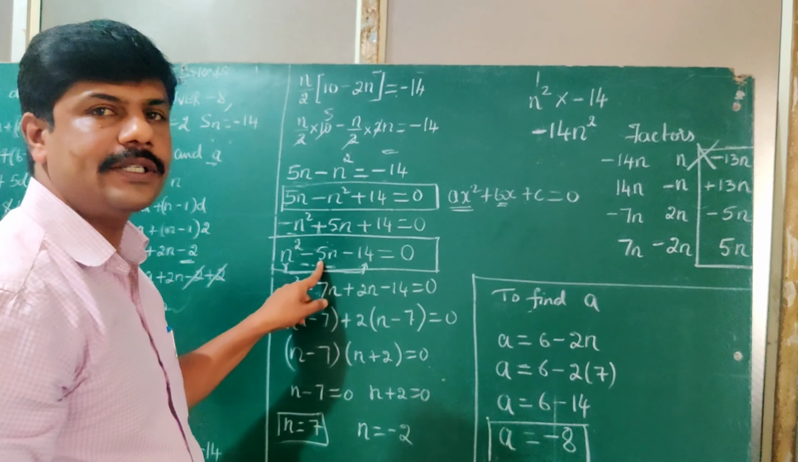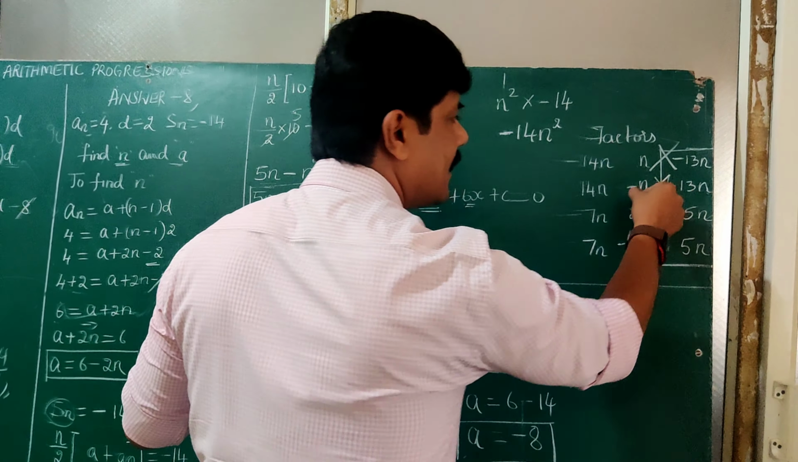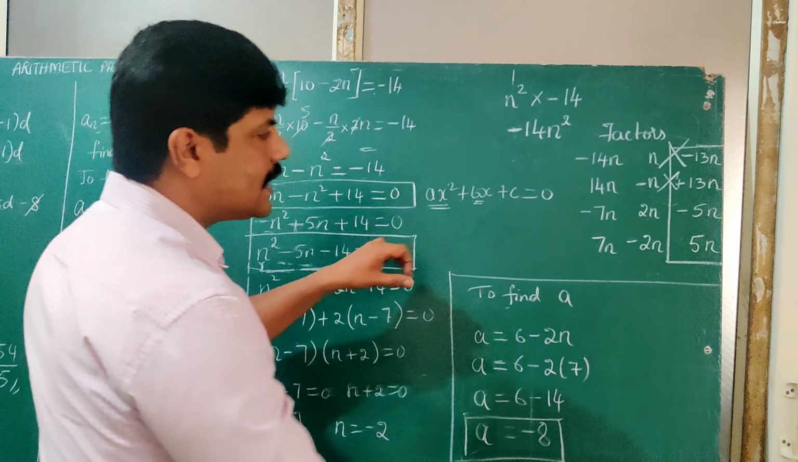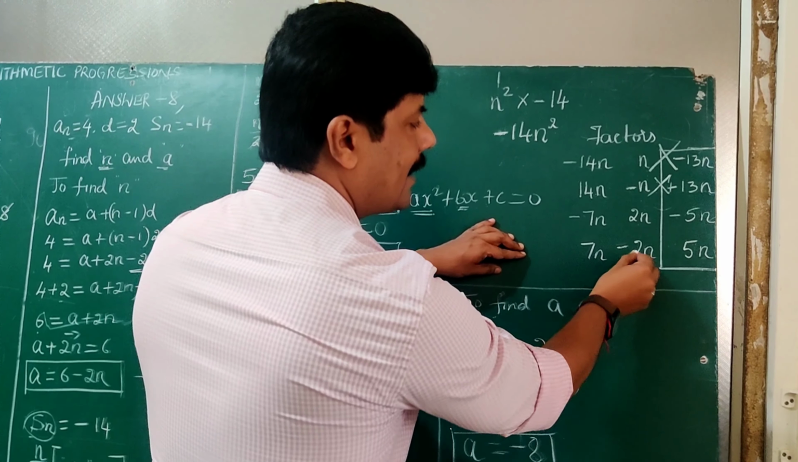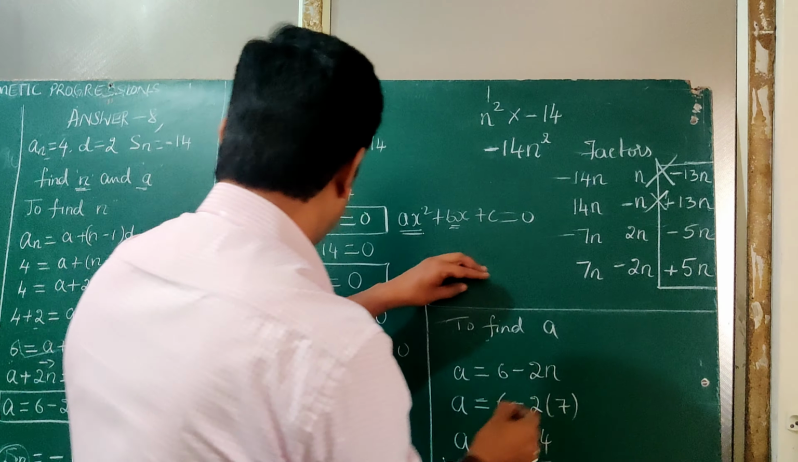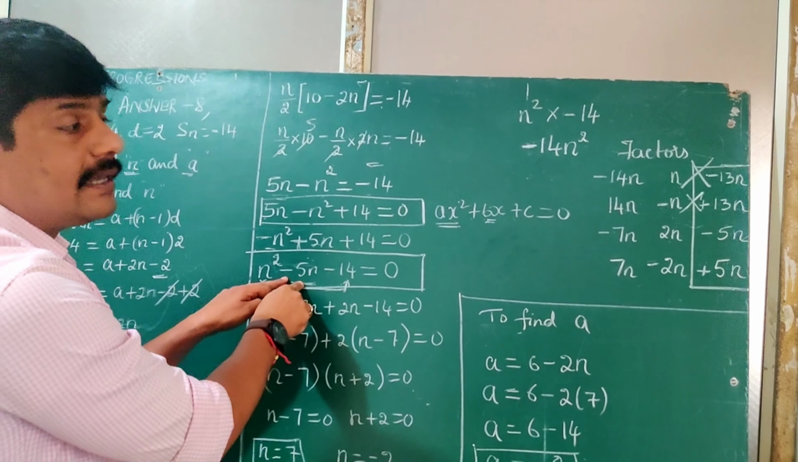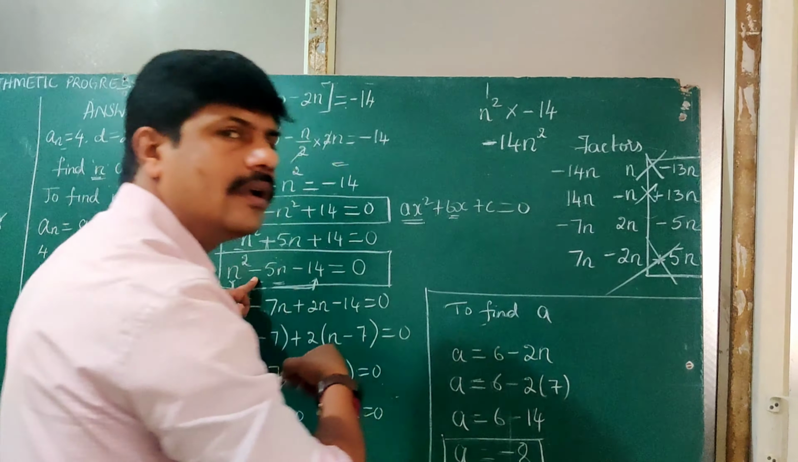Here plus 13n is not there, so we will reject this factor also. Okay. Now you can see that plus 7n minus 2n is plus 5n. Here minus 5n is there. Therefore, this factor also is rejected.